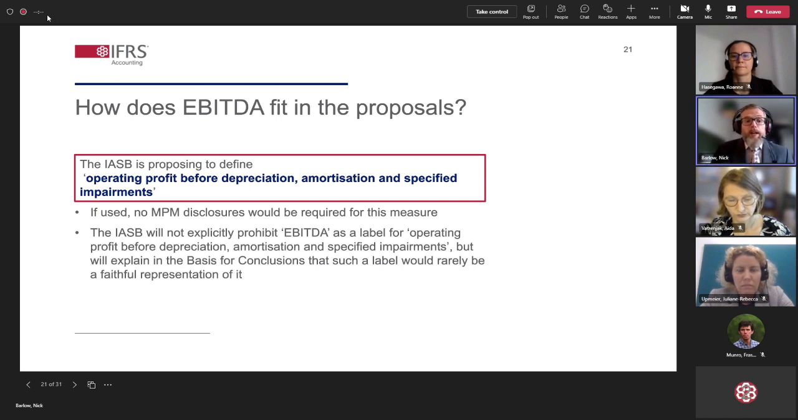The IASB has said it will not explicitly prohibit EBITDA as a label for this subtotal, but will clarify in the basis for conclusions that such a label would rarely be a faithful representation of it. So before moving on to disaggregation, we'll pause here for some questions around management performance measures.